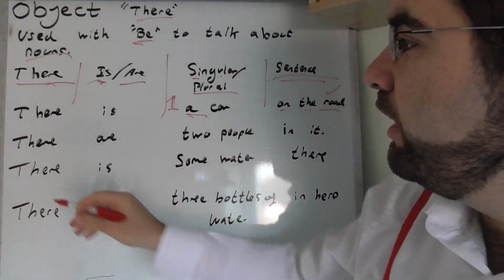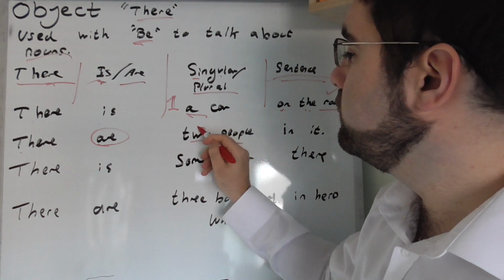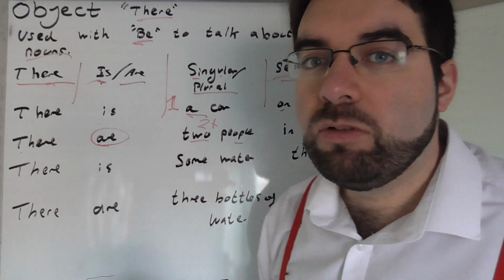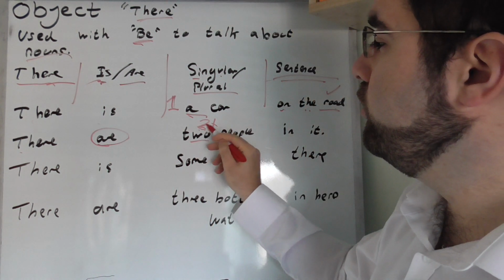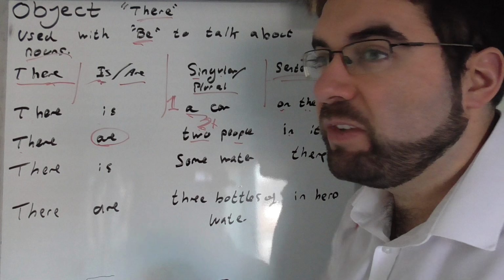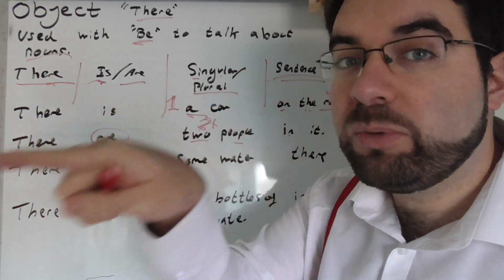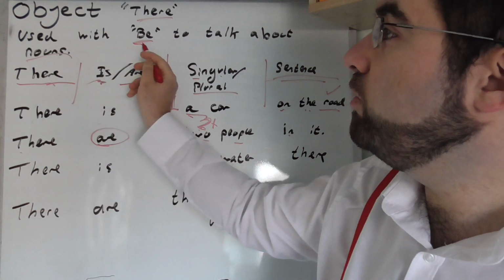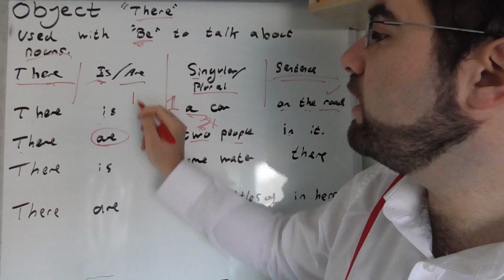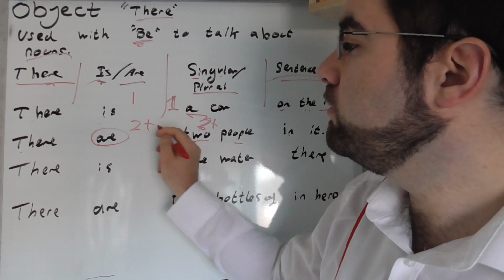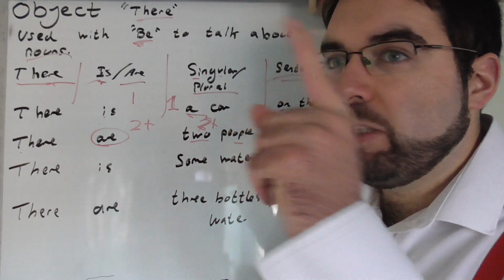Very nice. There are two people. So two being plural, meaning more than one. Two people in it. There's a car. There are two people in it. So look, the be verb turns into is and are. Is for singular, are for plural. There is a car and there are two people in it.